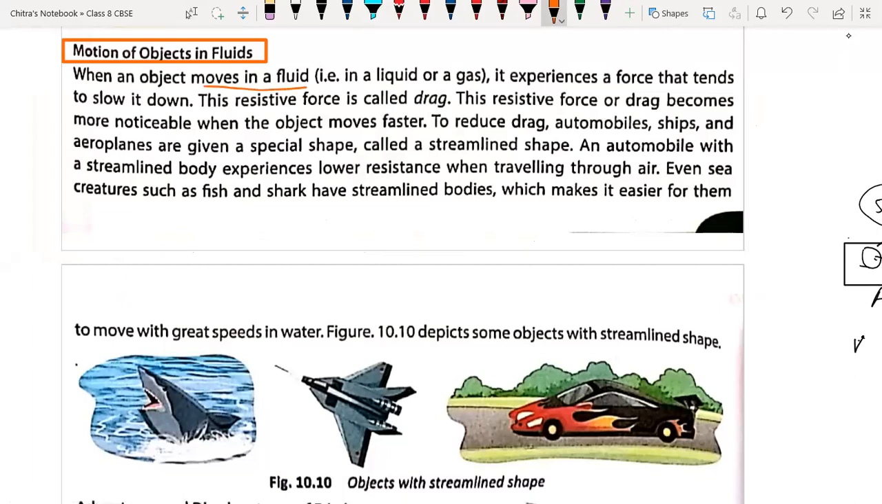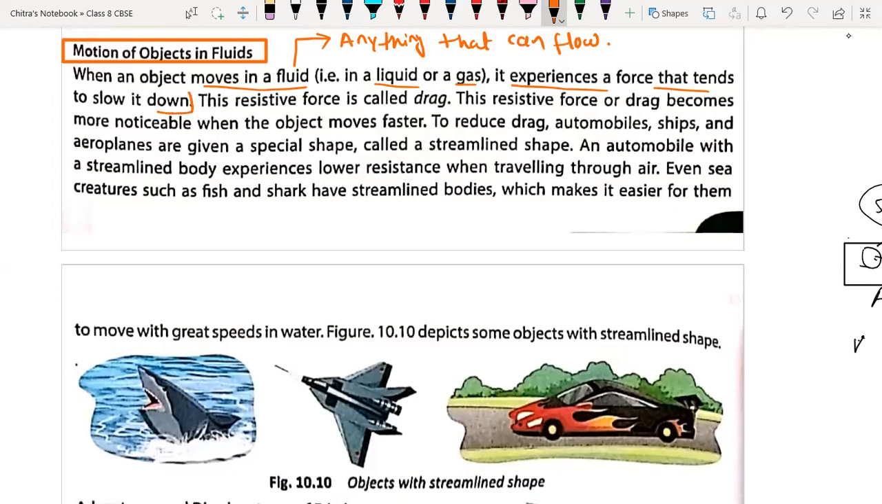When an object moves in a fluid, what does fluid mean? Anything that can flow. Like water, and even air, anything that can flow is called a fluid. It may be liquid or gas. It experiences a force that tends to slow down the object.